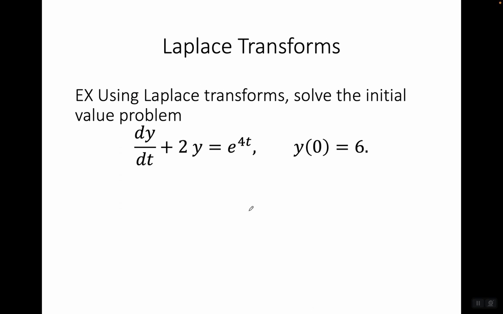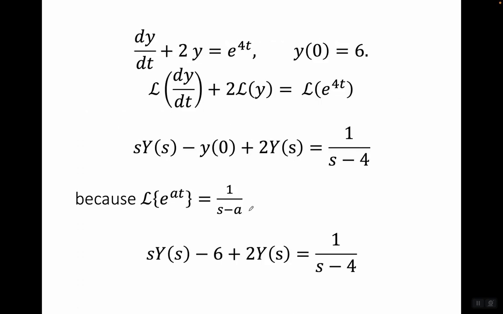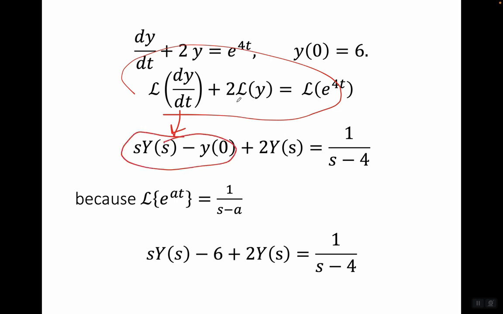Using Laplace transforms, solve this initial value problem. dy/dt plus 2y equals e to the 4t. y of 0 equals 6. Let's do another one, because you need the practice. So we take the Laplace transform of both sides. We end up with this. Laplace transform of dy/dt is going to be this stuff over here. We've seen that before. Laplace transform of y, that's just plain capital Y of s.